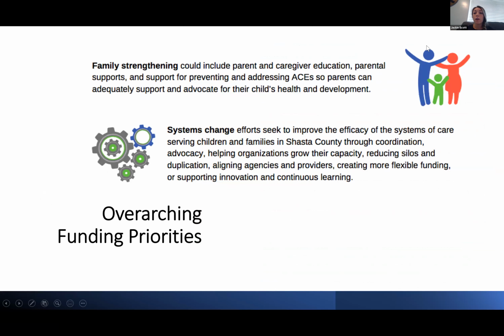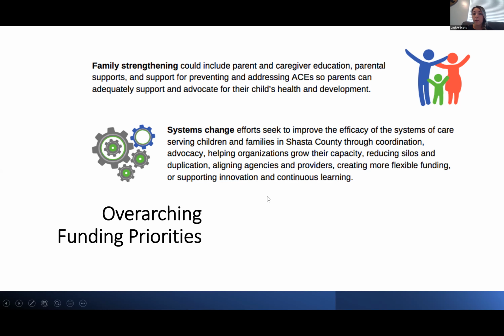We have two overarching funding priorities. One of those is family strengthening, which could include parent and caregiver education, prenatal supports, and support for preventing and addressing ACEs, so that parents can adequately support and advocate for their child's health and development. And then we're really looking at systems change and improving the efficacy of systems of care that are serving children in Shasta County through coordination, advocacy, and helping those organizations grow their capacity, reducing silos and barriers, reducing duplication, and bolstering the systems change work within our community that helps children 0 to 5 and their families.